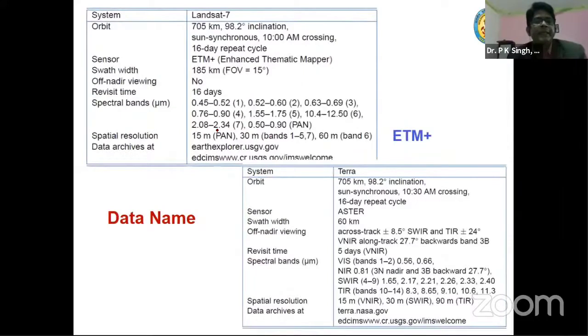Okay, then comes the... I am unable to remove this strip. It is visible here. Okay.